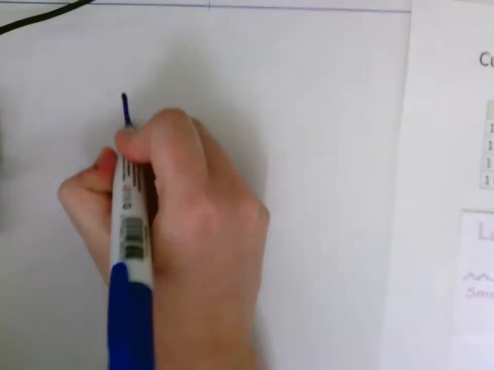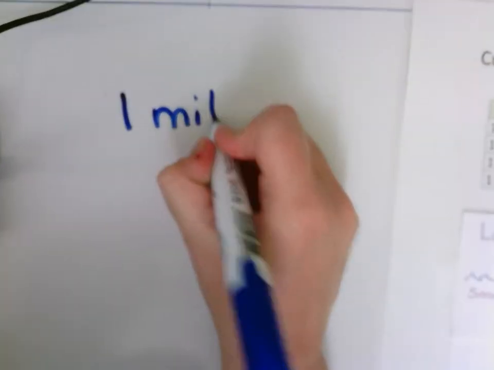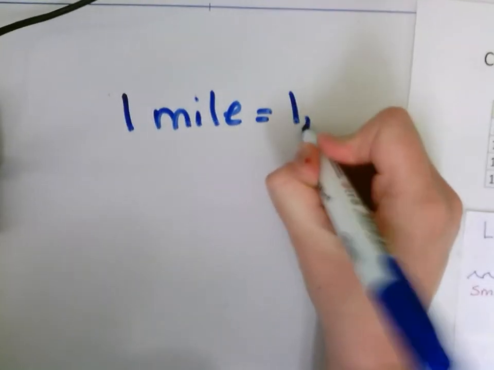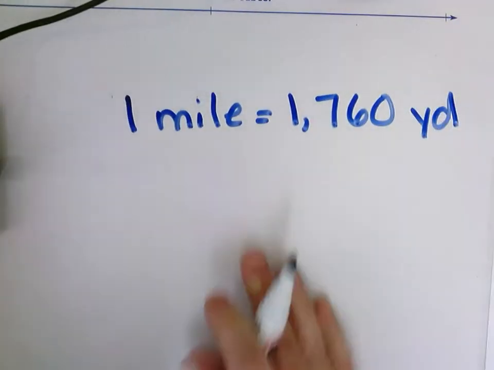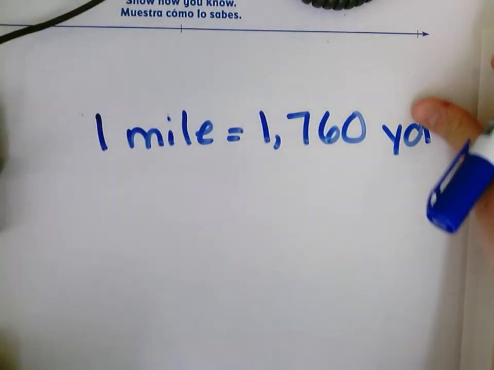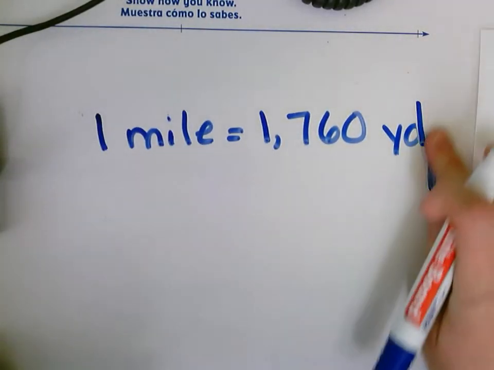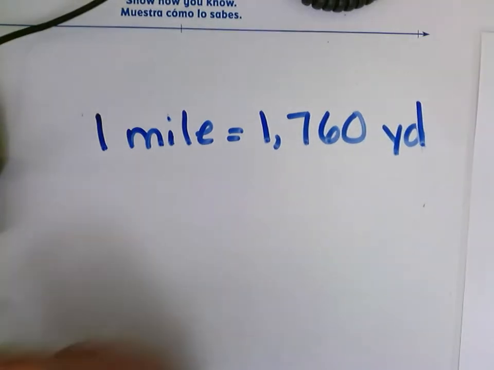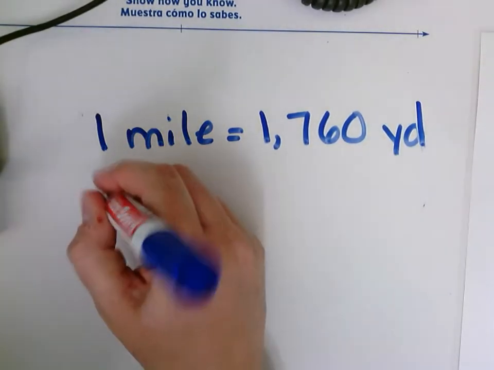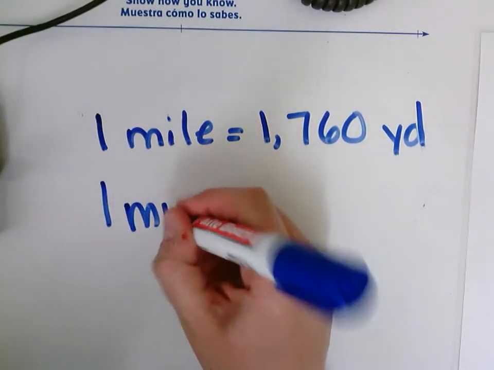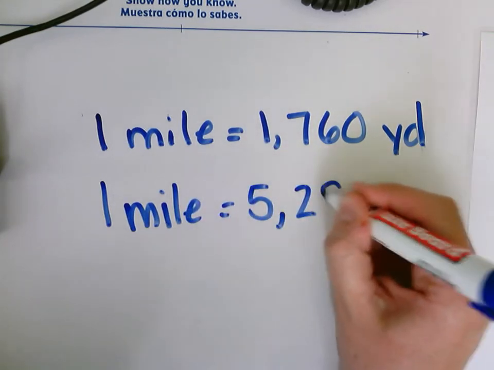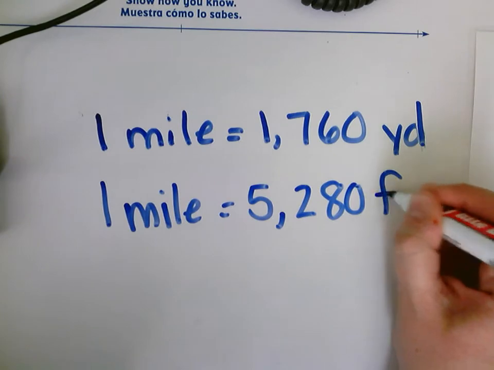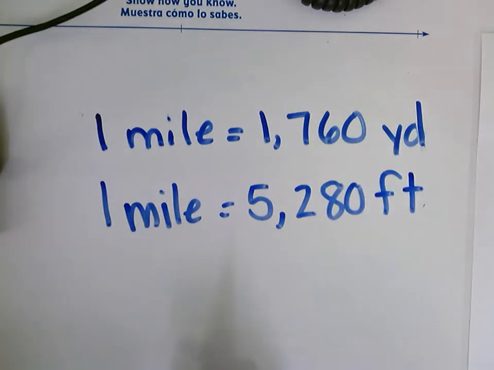We can measure miles in yards. 1 mile is 1,760 yards. A little nicer. Okay, so that's if we measure it in yards. We can also measure miles in feet. 1 mile is equal to 5,280 feet.